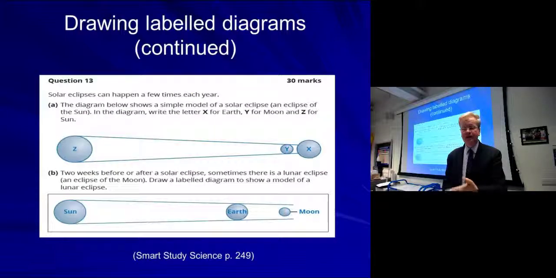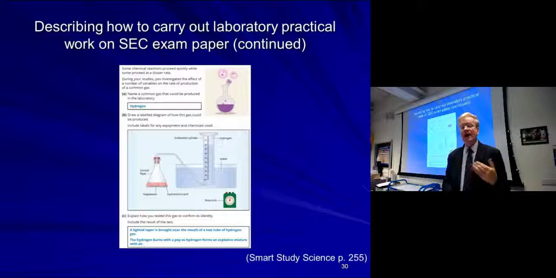Likewise, in the Earth and Space strand, they asked you to label the diagrams as shown on the screen. And when describing how to carry out laboratory practical work, in yet another question, they asked you to draw a labelled diagram. So time and time again, they ask you to describe experiments in detail and draw labelled diagrams.